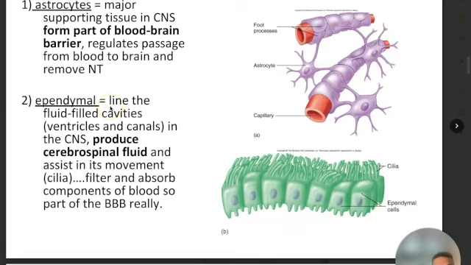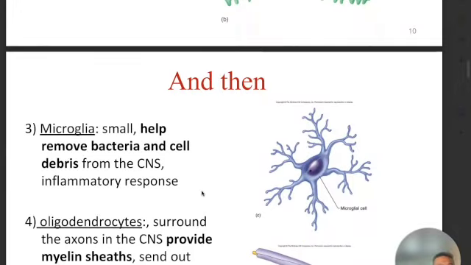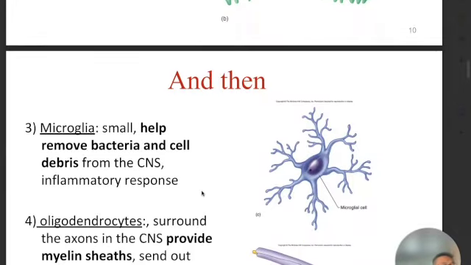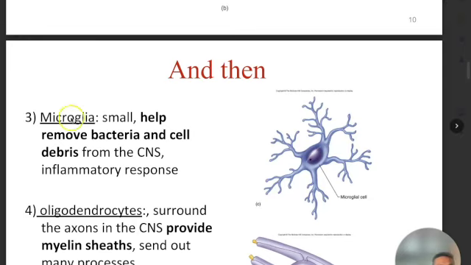Ependymal cells look like this. What they do is produce cerebrospinal fluid, so it makes the spinal fluid that cushions. You have it in your brain and your spinal cord. It creates CSF, cerebrospinal fluid. Next one is microglial cells. They help remove bacteria, so it's like a macrophage kind of thing.